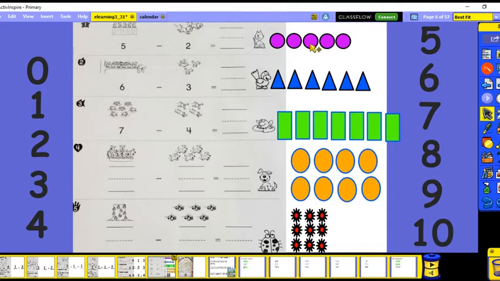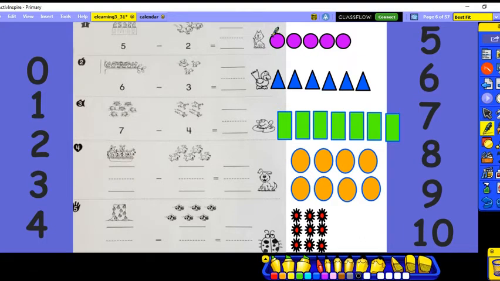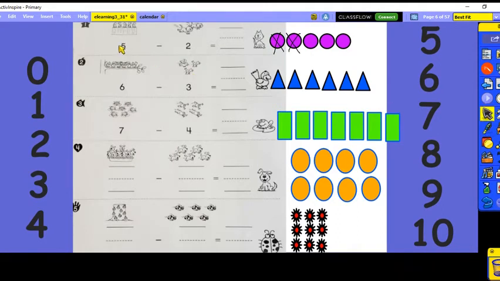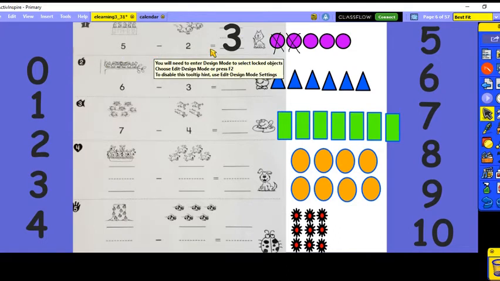So let's see. Here's our 5. 1, 2, 3, 4, 5. And we're going to take away 2. 1, 2. And how many do we have left? So we have 5 cats and 2 run away. Let's see how many we have left. 1, 2, 3. We've got 3 left. 5 minus 2 equals 3.